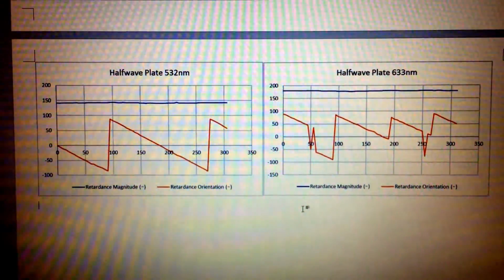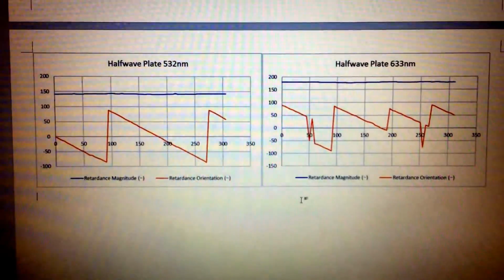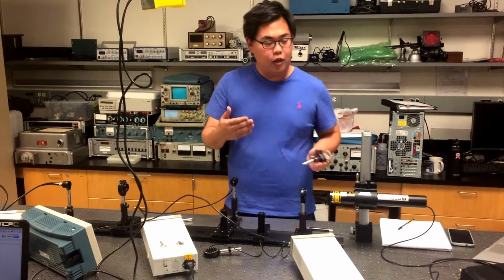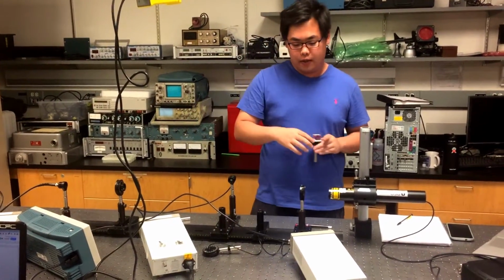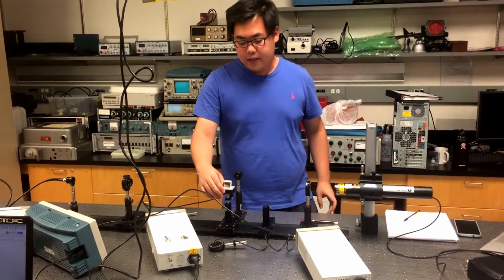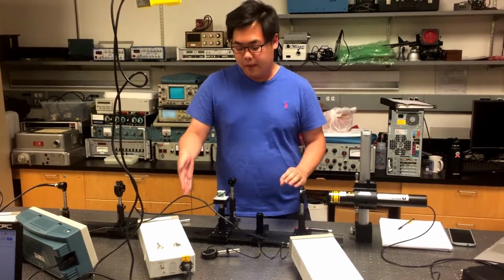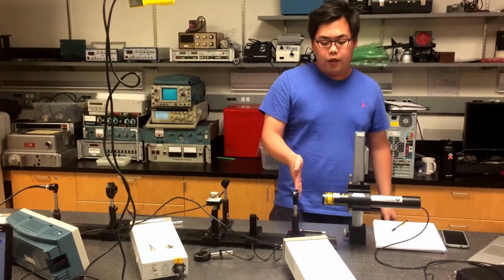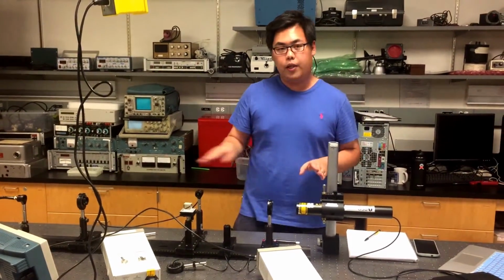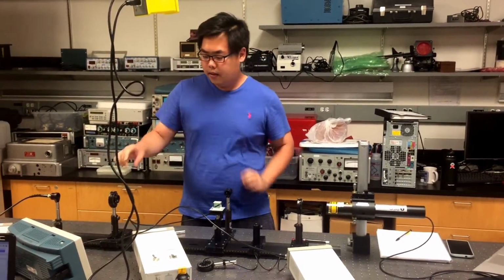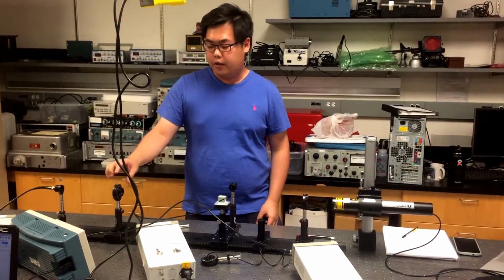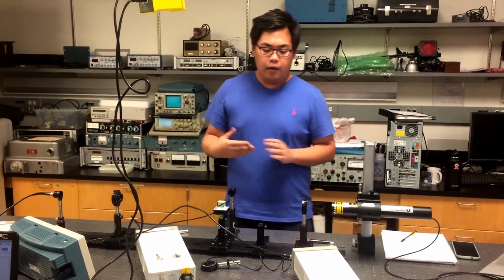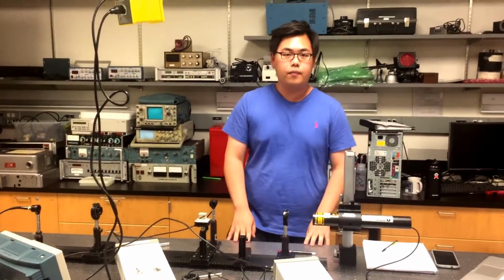Here are the graphs of our half wave plate measurements. For this part of the lab, to determine the orientation of the first polarizer, we put in a polarizing beam splitter, and when no beam is coming out, we know that the polarization state of the first polarizer is vertical to the propagation axis. Then we rotate the second polarizer to 90 degrees, so now those two polarizers are crossed.